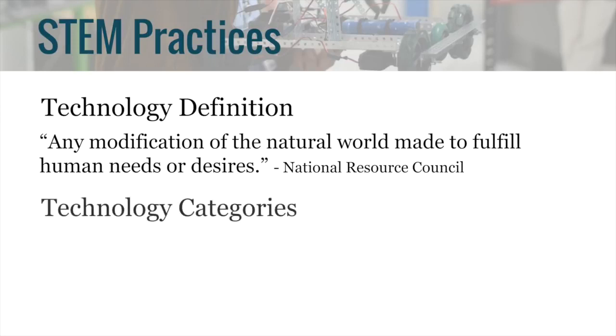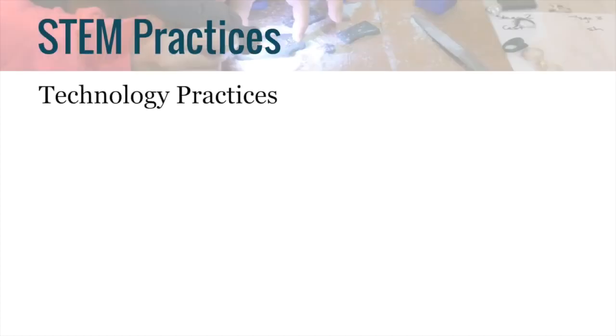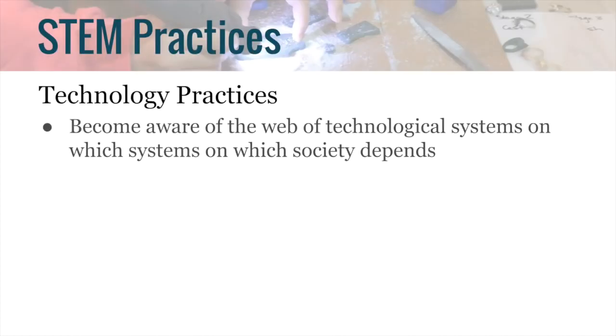The book categorizes technologies into 6 groups that help students understand the world they live in. They are transportation, construction, electricity, medicine, food and water, and communication. So here are the technology practices. Practice 1. Become aware of the web of technological systems on which society depends.